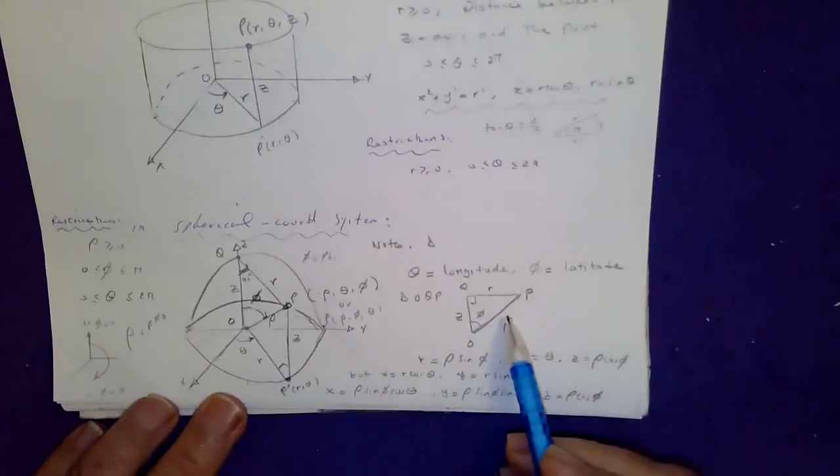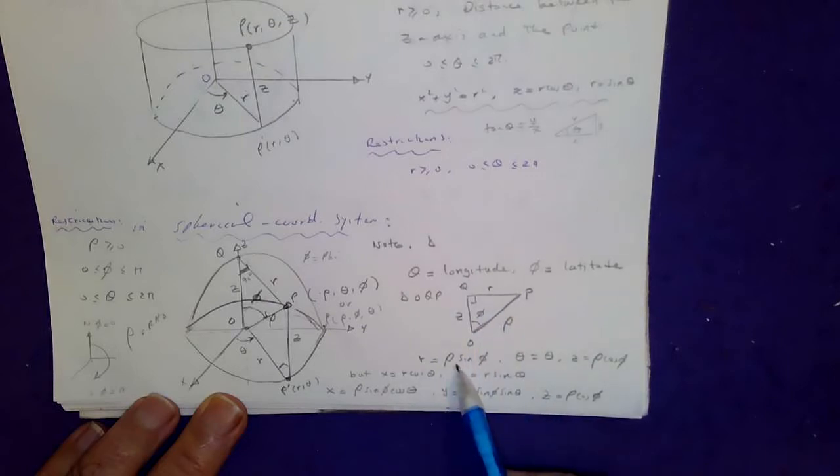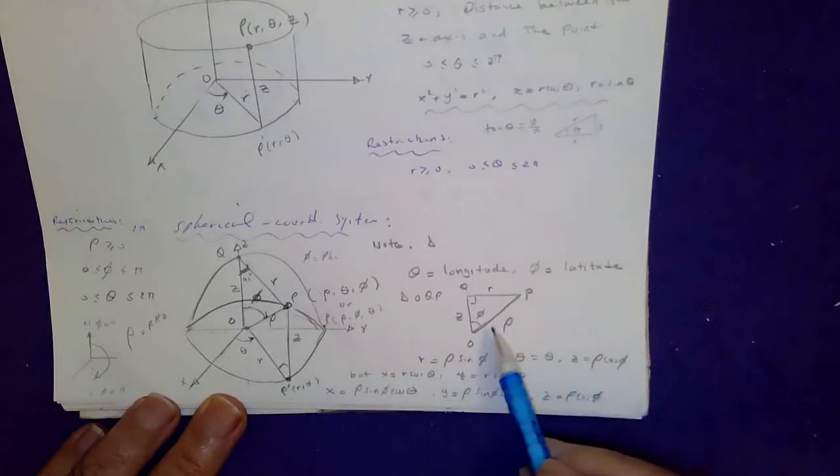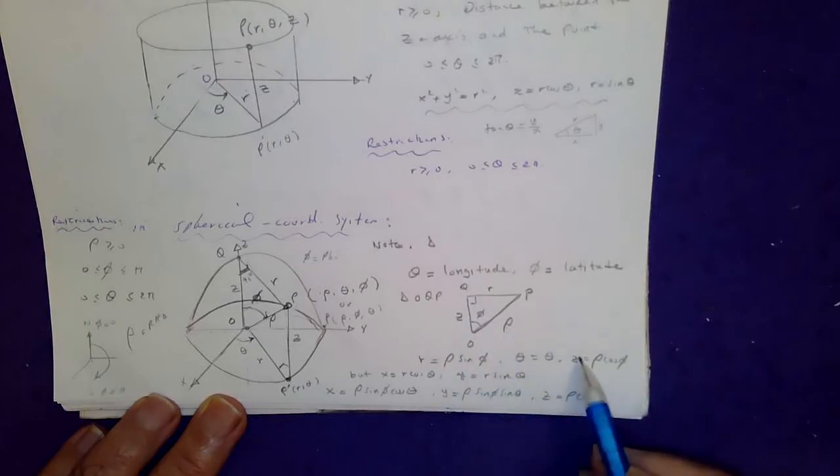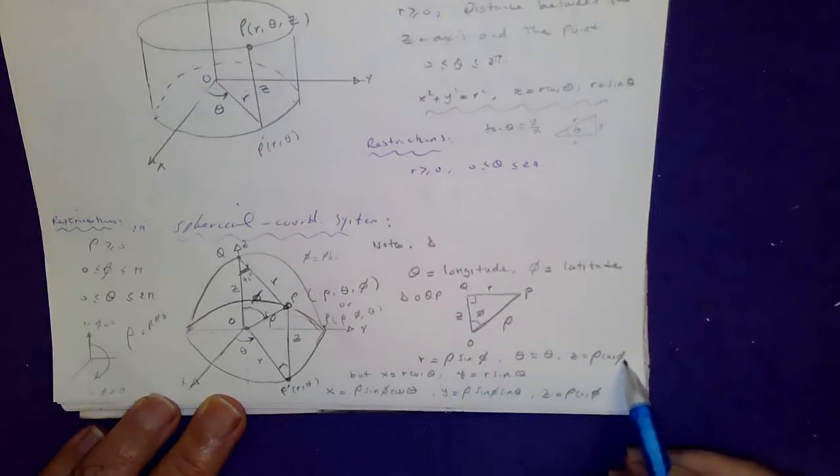So from this triangle, I can tell sine of phi is opposite over hypotenuse. So that means r is equal to rho sine phi. And cosine of phi is adjacent over what? Hypotenuse. So z is equal to rho cosine phi.